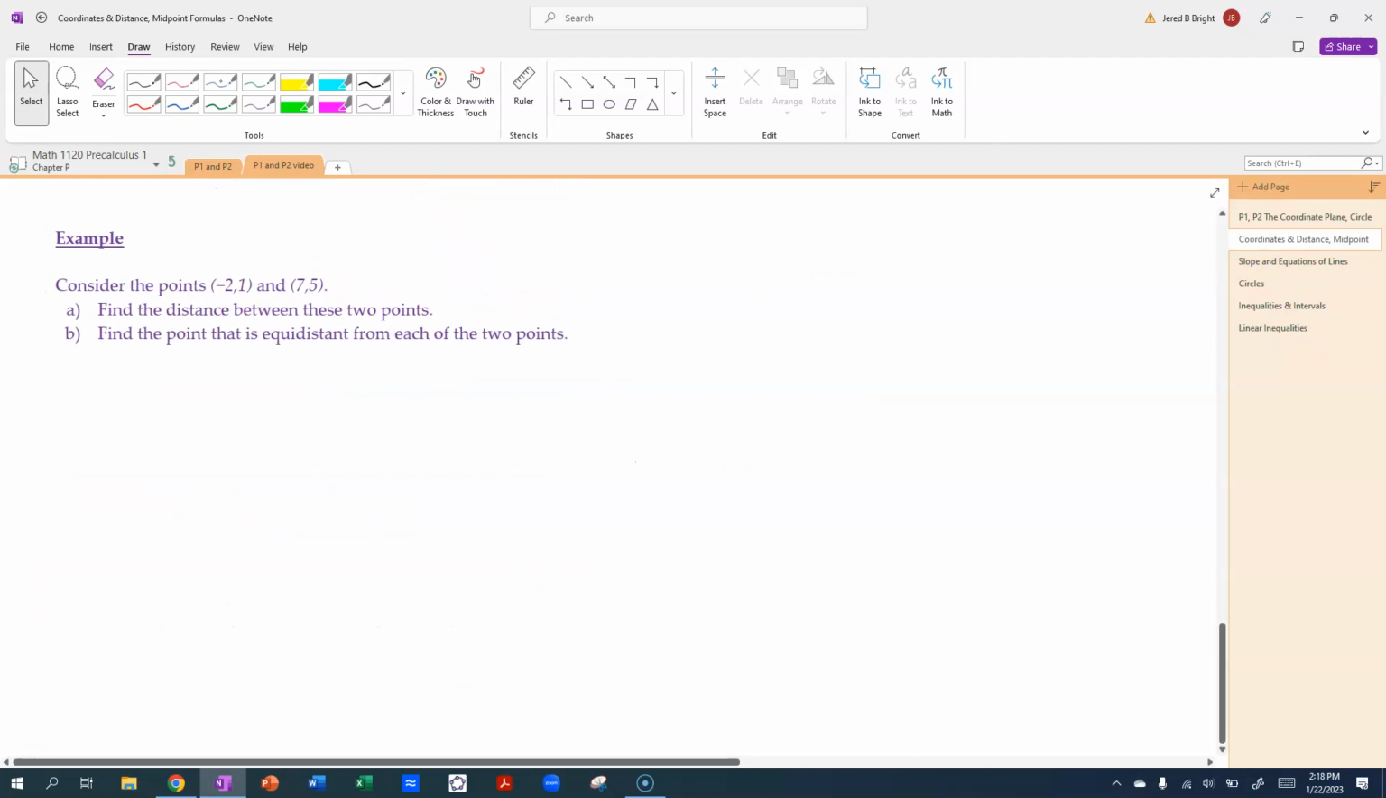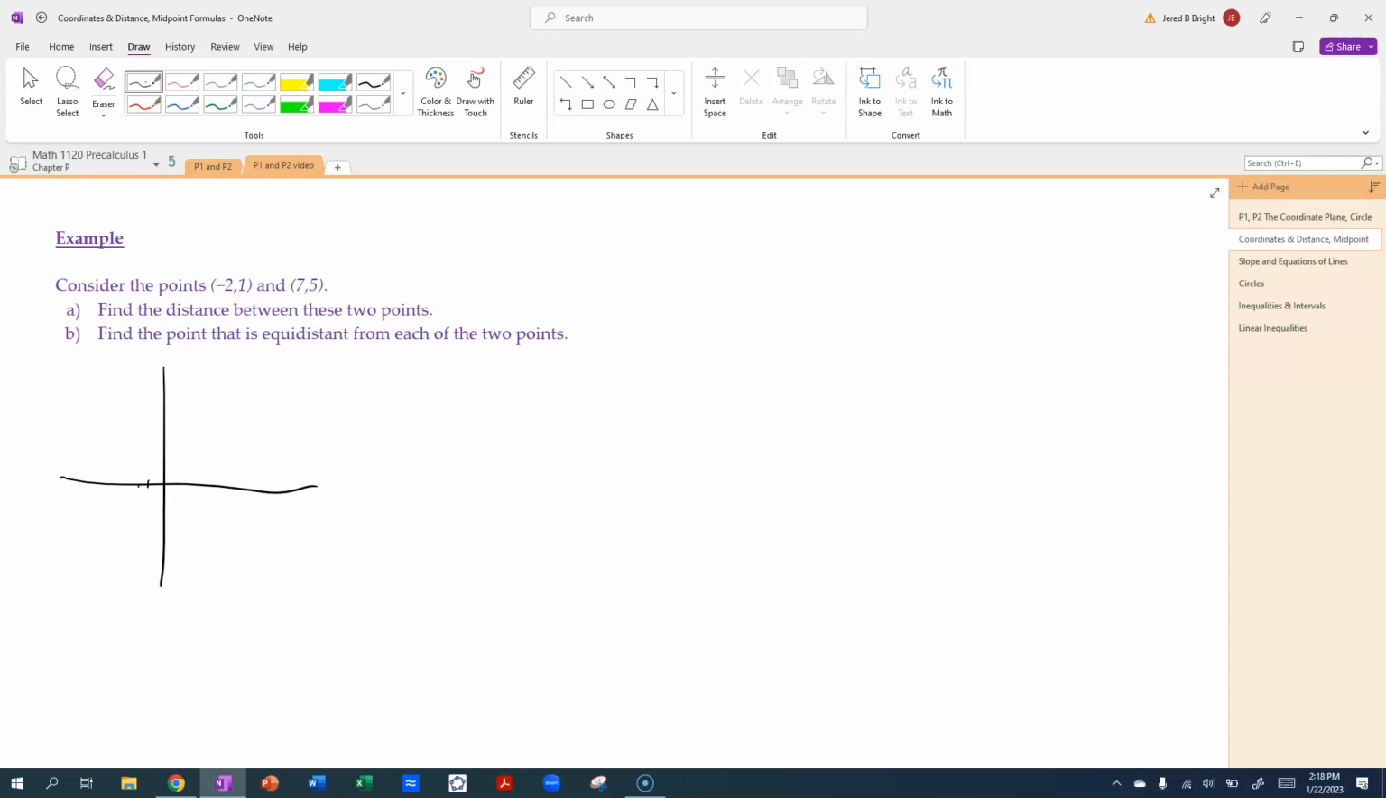Now we're going to conclude with a quick example. Okay, so we have some points. If it helps you to plot them, you can draw a little sketch. I always encourage a little picture. So -2, 1, we're here, and then 7, 1, 2, 3, 4, 5, 6, 7, and then 5, 1, 2, 3, 4, 5. So something like that.